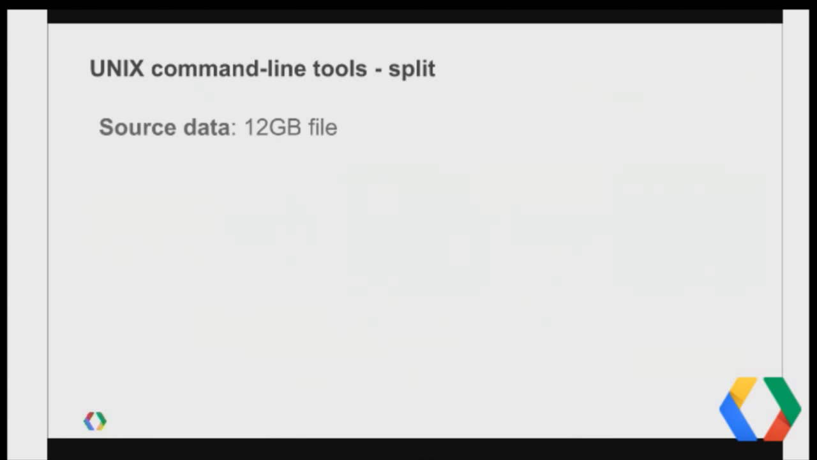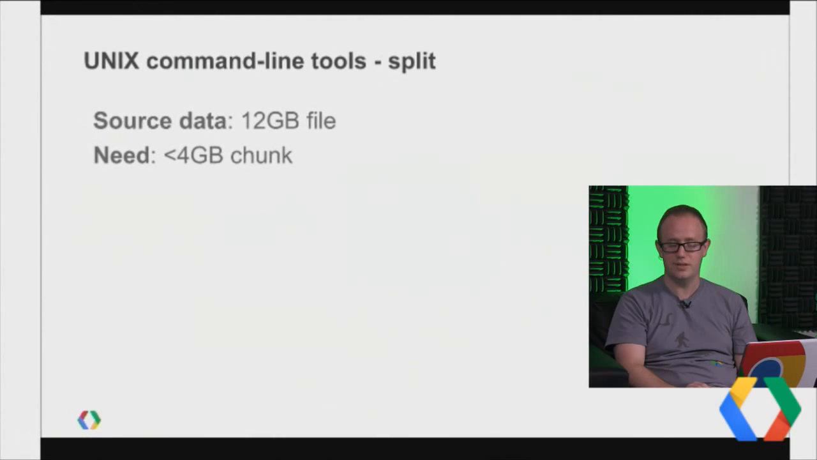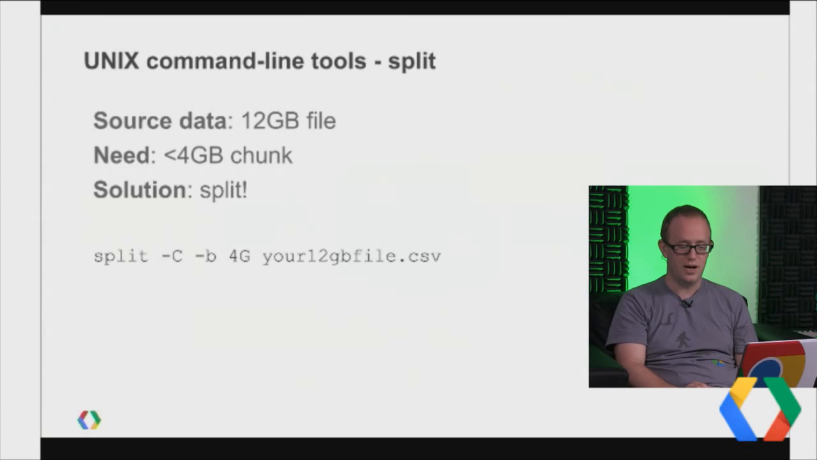Let's say you have a source file that's 12 gigabytes and you need chunks of 4 gigabytes or less. You can use split, and this is how you do it. It's really simple. You're saying split -c, and -c is making sure that it doesn't split on anything other than a new line, so you don't get a partial line of data.